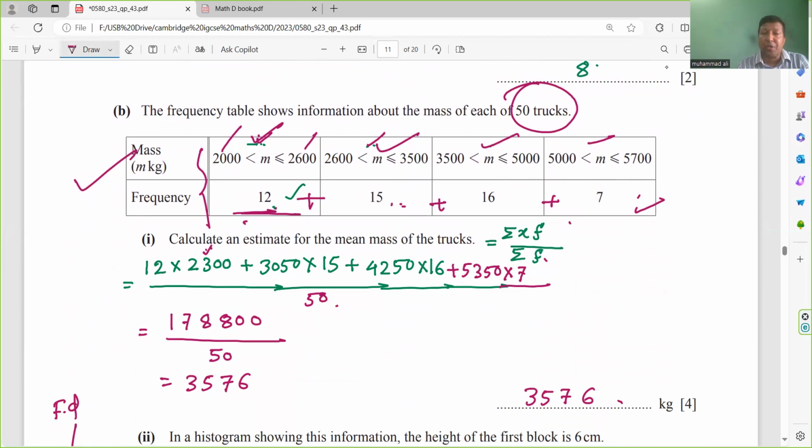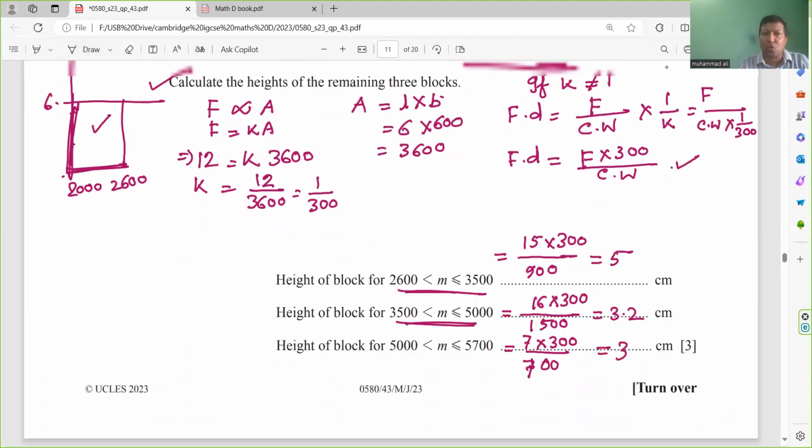For this type of continuous data, if you want to find the mean, we have to find the midpoint of each interval, multiply by its frequency, add all of these, and divide by the total frequency. So we find this midpoint times that frequency, plus this midpoint times that frequency, and so on, divided by the total frequency. Here we get the mean value, and finally we find here the histogram.